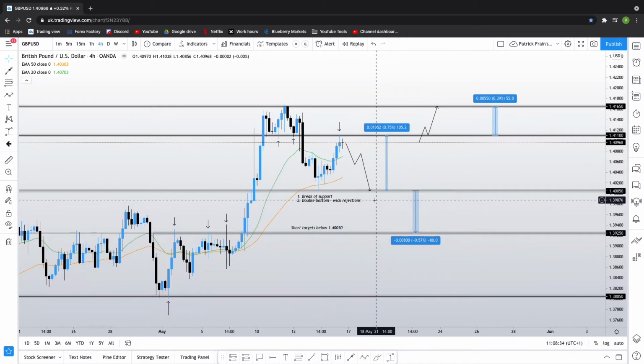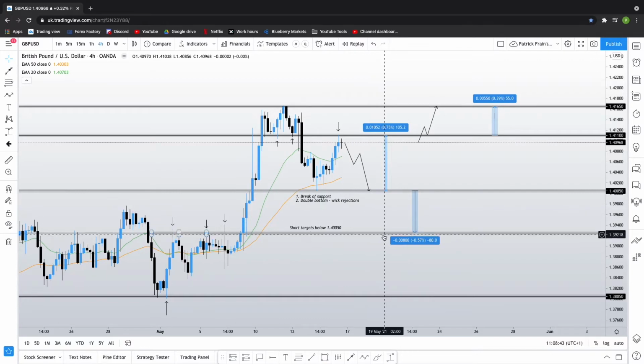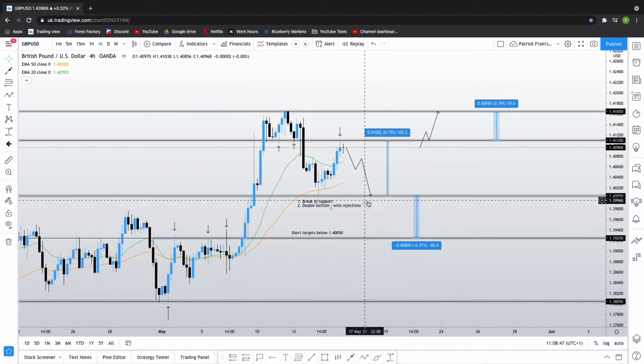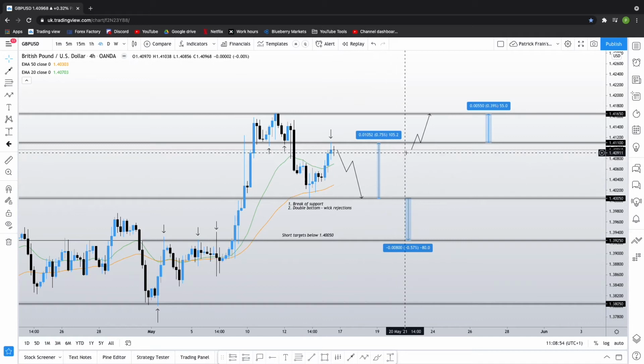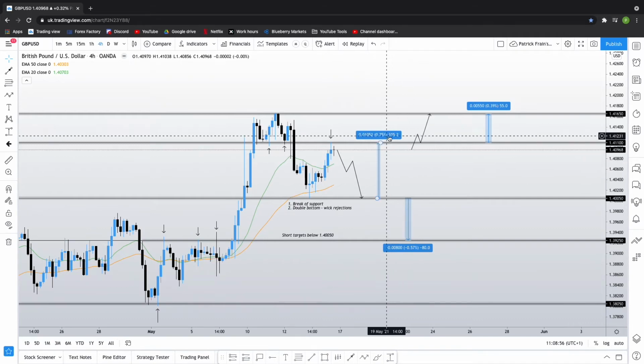Once we do reach this level, I will be looking for two things. The first thing I will be looking for is a break of this support for a break and retest, and then further sells back down to 1.39250. However, on the other hand, if we do get wick rejections, we will be looking for a double bottom formation, and then we can look for buys back up to our highs at 1.41100, which is a 105 pip range.